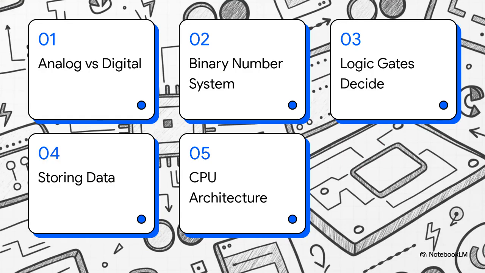Here's our roadmap for today. We'll be looking at analog versus digital signals, the binary number system, how logic gates make decisions, storing data with flip-flops, and finally, architecture and clock synchronization. Let's get right to it.